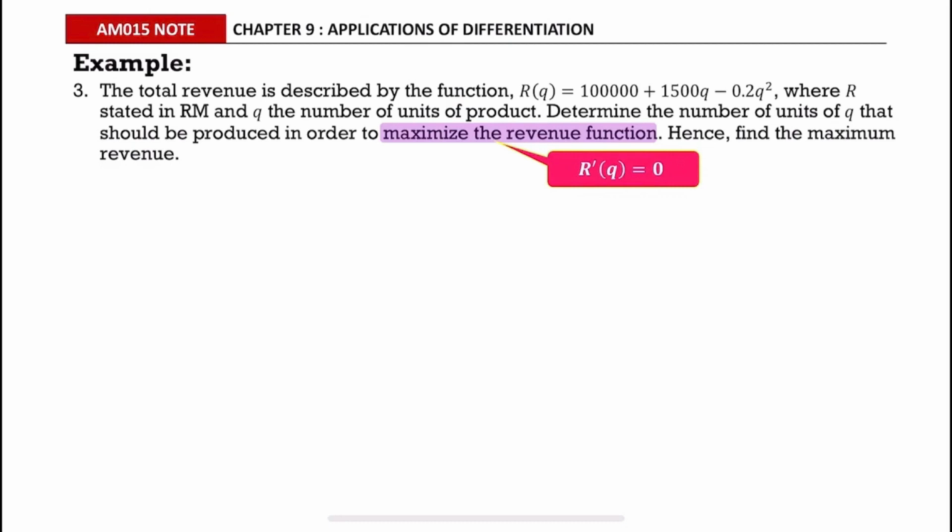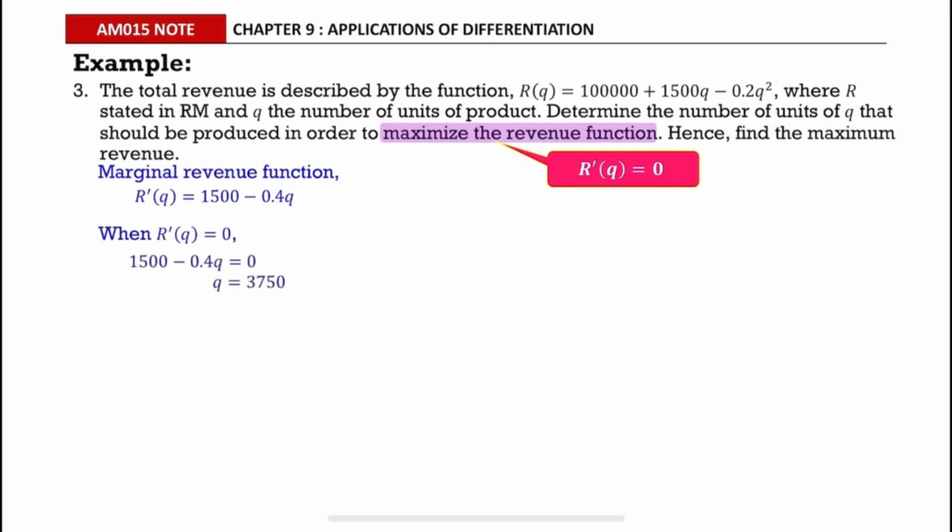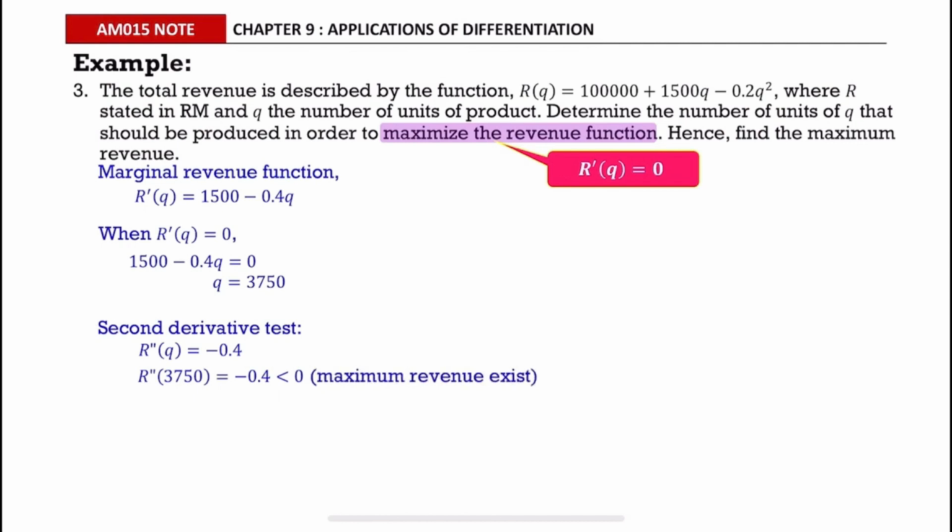So, we find the marginal revenue function first. When the marginal revenue equals 0, the value of Q is 3,750. By using the second derivative test, we can prove that the maximum revenue exists at 3,750. Therefore, 3,750 units of product should be produced to maximize the revenue.